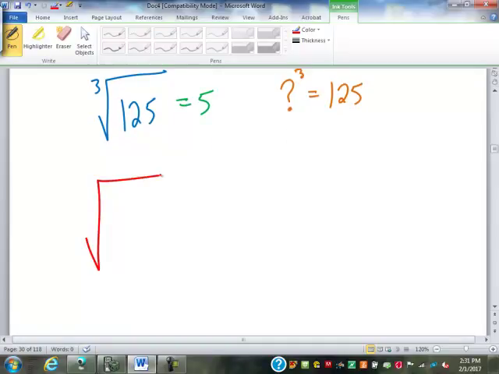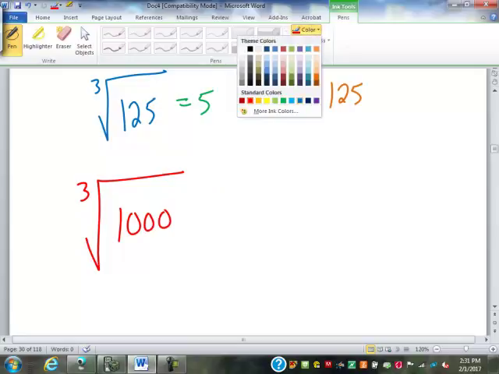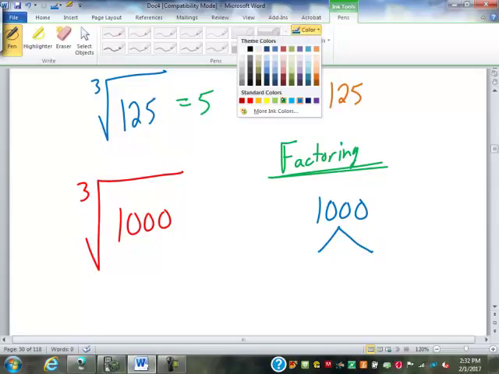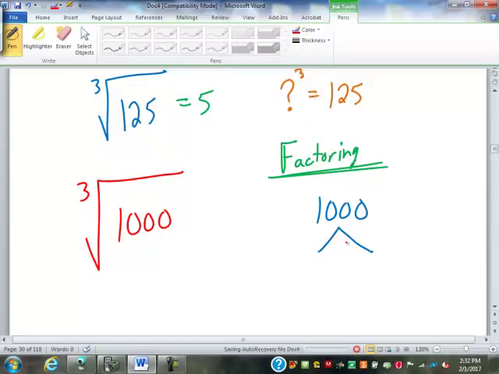For example, if I want to do the cubed root of 1,000. If you guys remember, way back last semester, we did some factoring. If I have 1,000, and I want to factor it, I need to find any number that goes into 1,000. What's one number that 1,000 can be divided by? 10. Perfect. If I divide 1,000 by 10, what's left over? 100, right? Yeah.